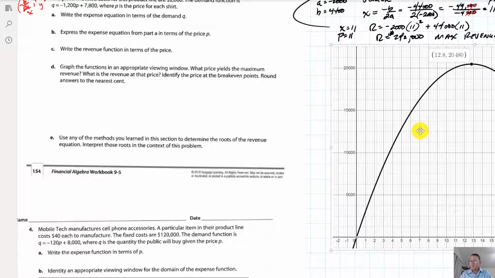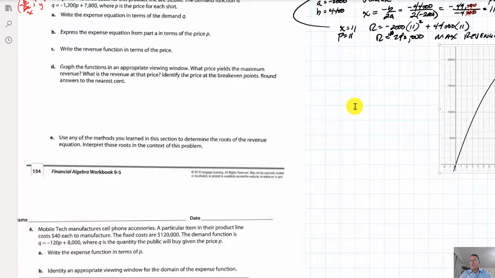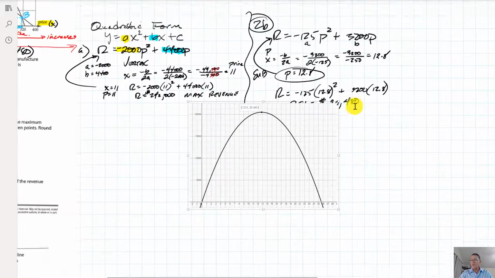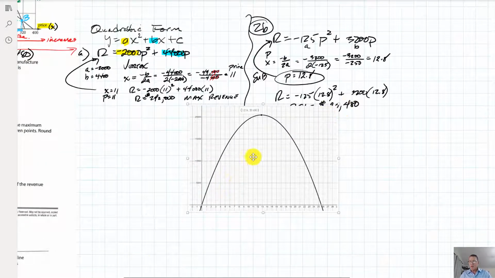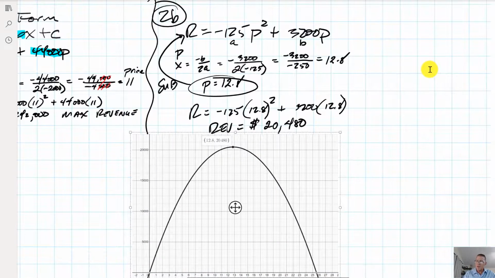So going back to our previous work right here, notice that what we did algebraically here matches. If I zoom in here a little bit and annotate, the max occurs right here. Notice the coordinates are the same. So those are the coordinates. We've got price here, and then revenue second, okay?